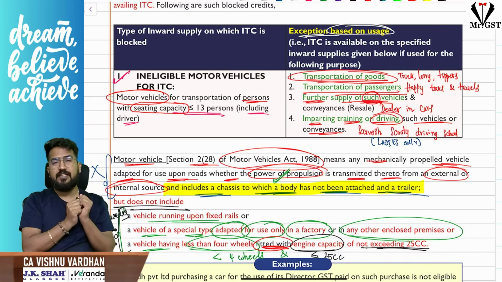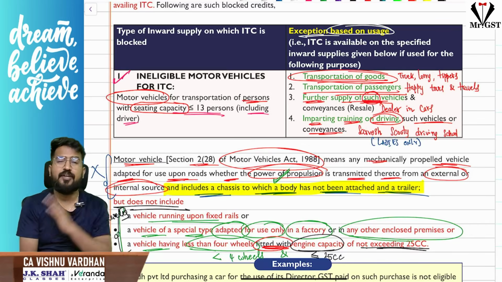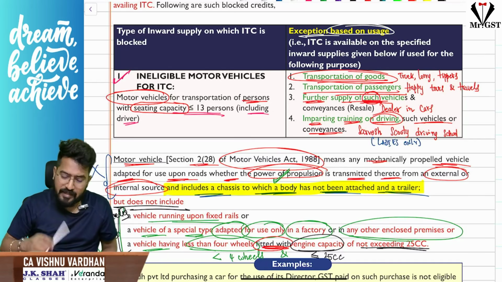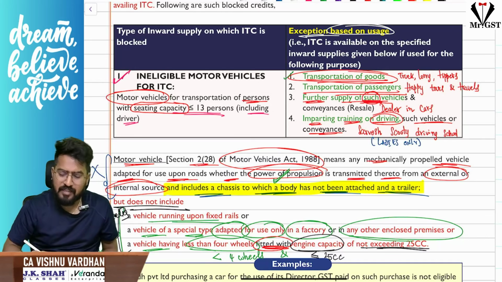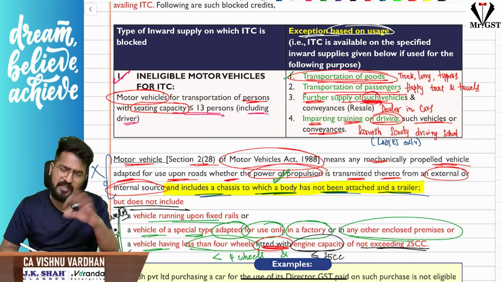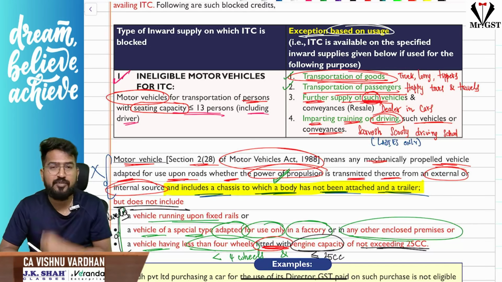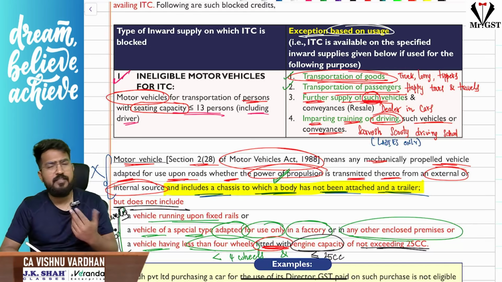And there are certain exceptions here, sir. Even though it is less than or equal to 13 seating capacity, you can take ITC. When? Sir, you can take ITC if you are using it for transportation of goods. That is not an exception, but that is understood by the law. Next, if you are buying them for transportation of passengers, that means you have travels and you are buying the car, yes, you can take ITC.